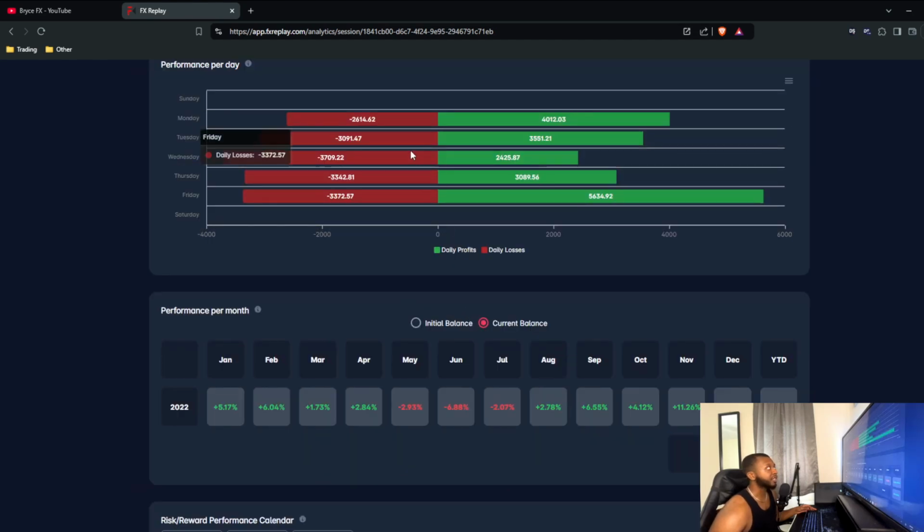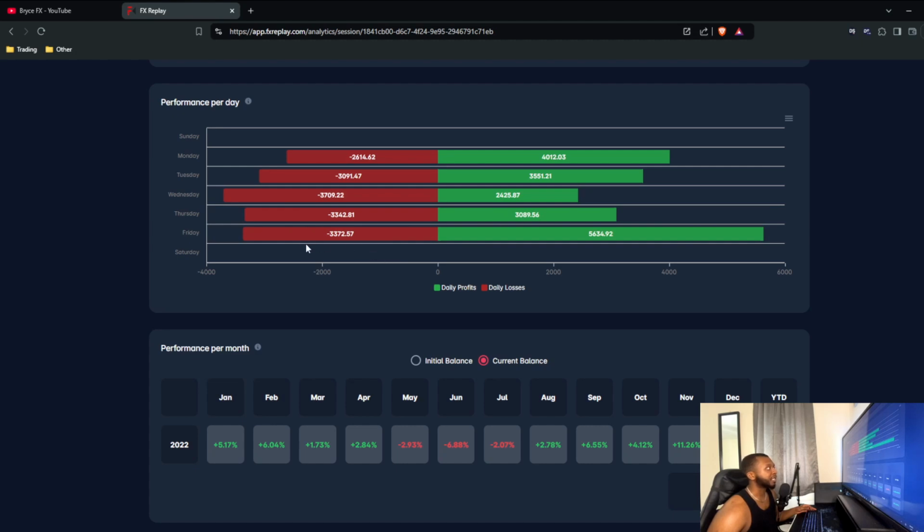As you can see here, this is the performance by day and the performance by month. So as you can see, my best day is definitely a Friday, as the daily profits are much higher than the daily losses, and all the other days seem to do well except for Wednesdays and Thursdays. Those seem to be the only 2 days that had a negative return on investment, but other than that, the other days seem to be doing well.